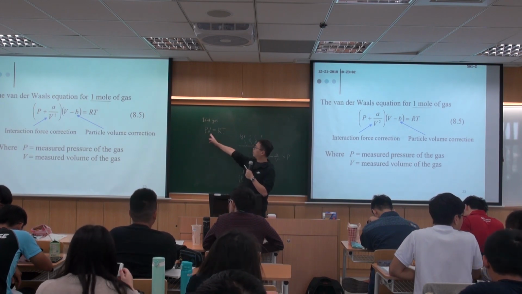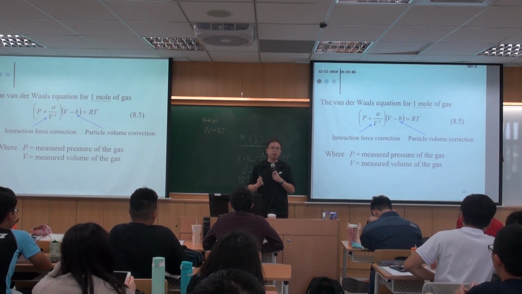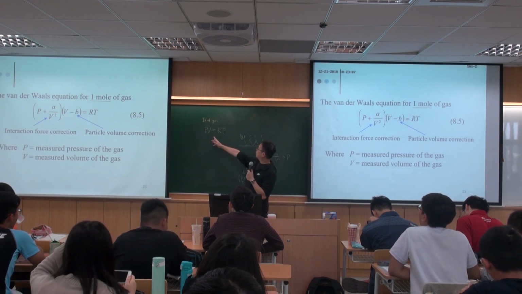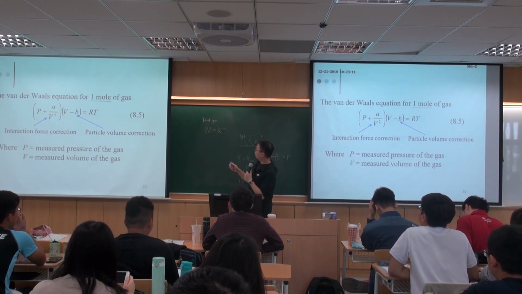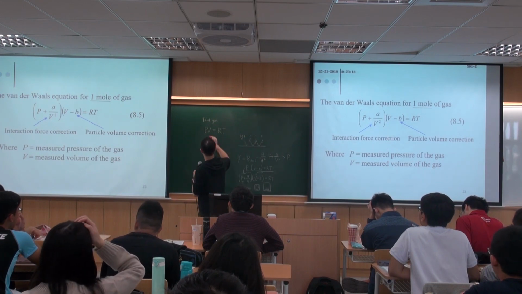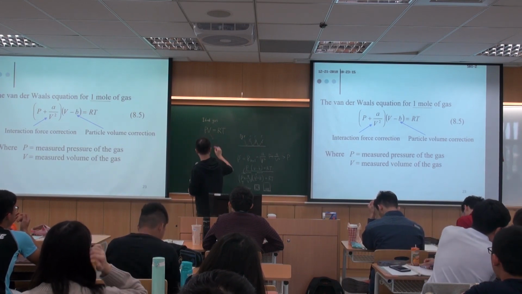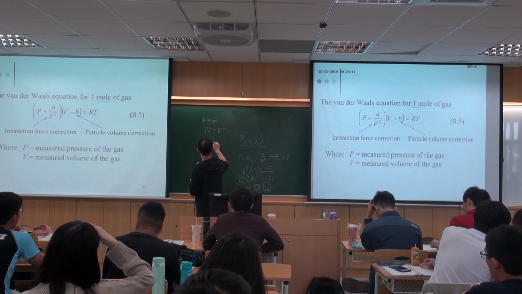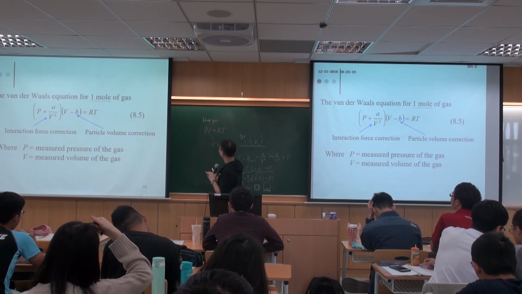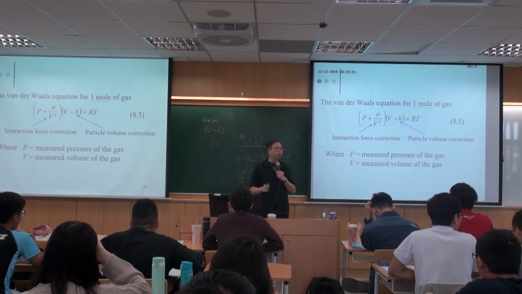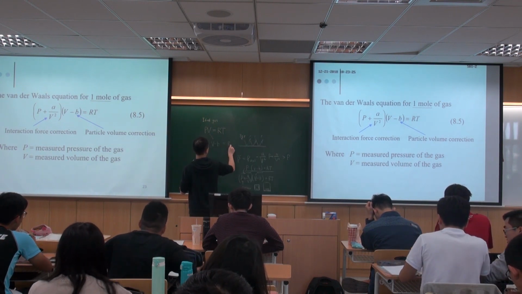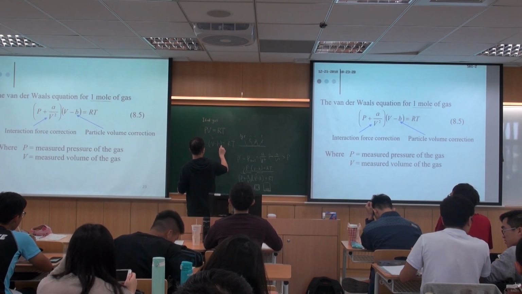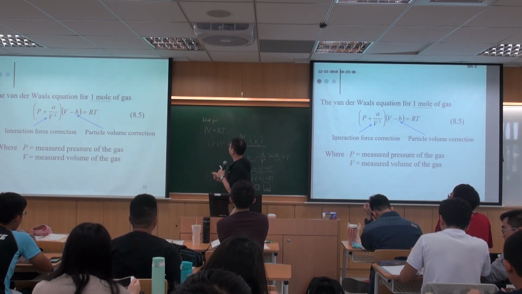And I think the volume correction is much easier for you to understand, right? Because the volume is always the volume that you can measure. And right now, we modify this into V minus b, which means that we take the exclusion volume into account. So the right-hand side is still the same as RT, but now the problem is what the pressure should be.